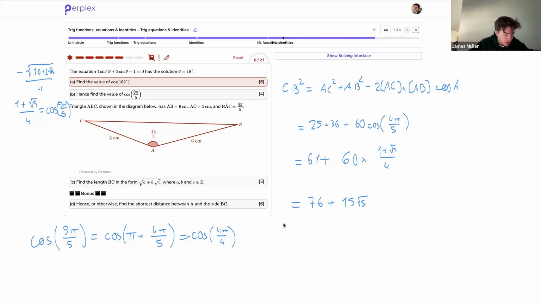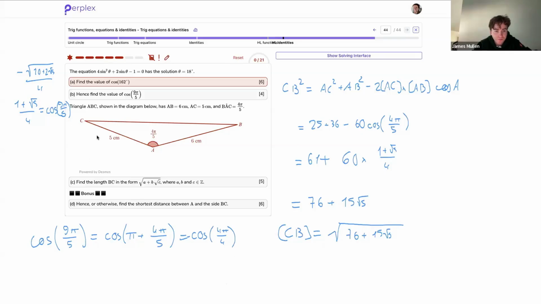Okay. And now all I have to do is take the square root of both sides to find CB is equal to the root of 76 plus 15 root 5. Okay, and that is the answer to C.